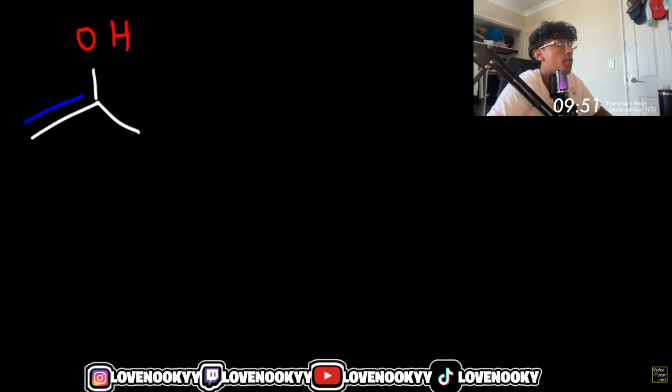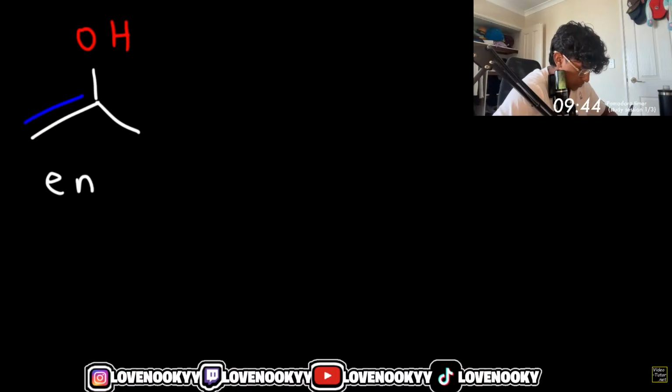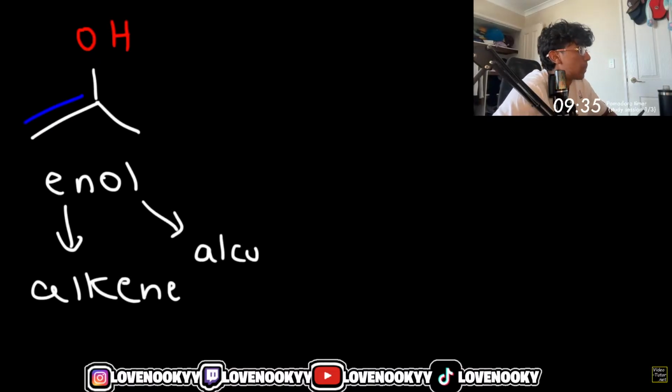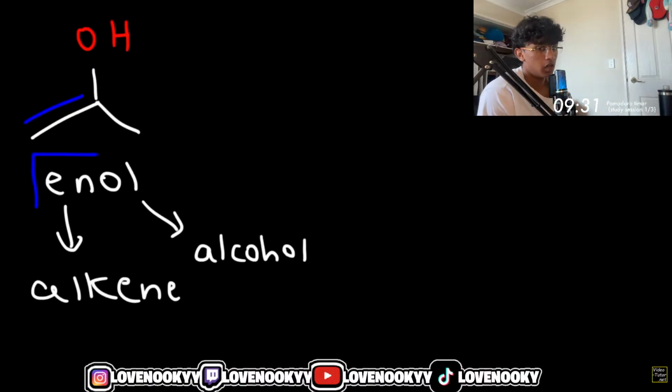So what if we have an alcohol and an alkene next to each other? This is going to be called an enol. Think of the word ene for alkene and ol for alcohol. So if you see those two together, alcohol plus alkene equals enol.